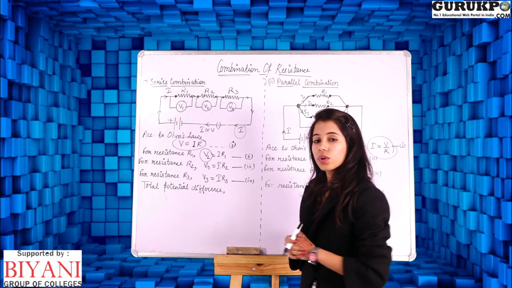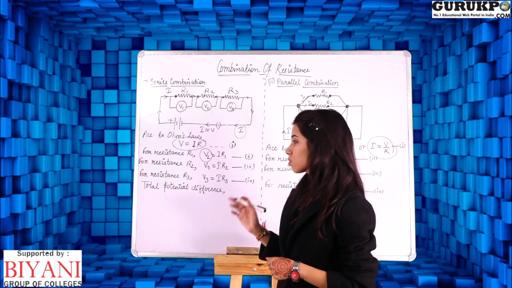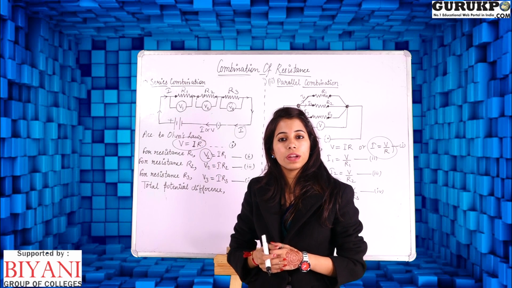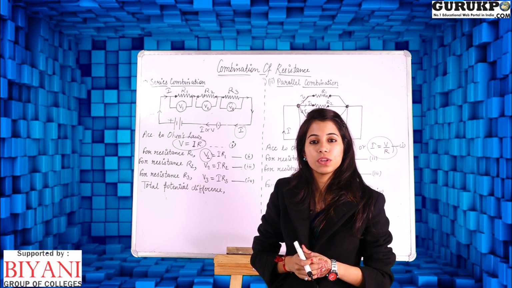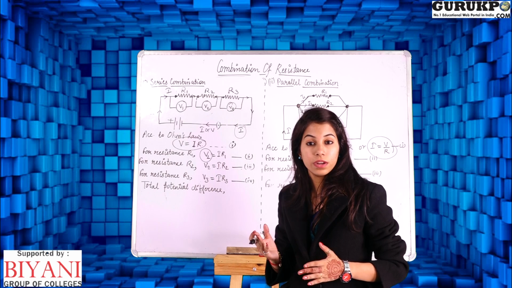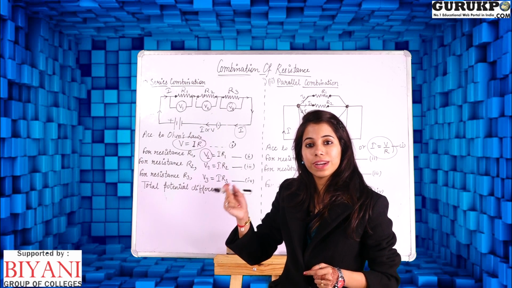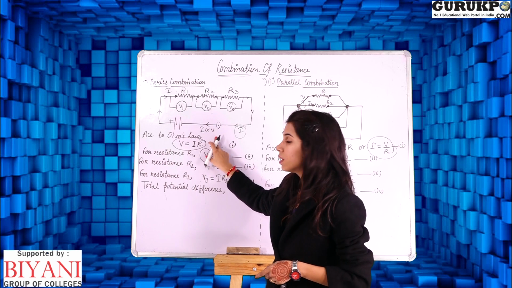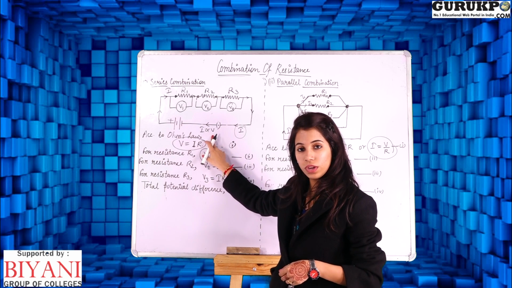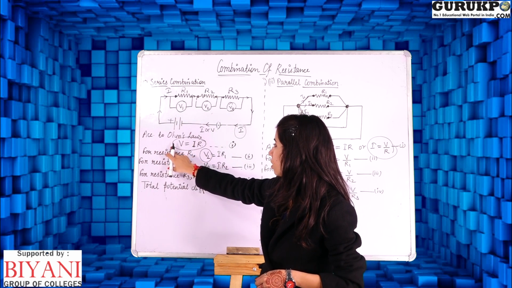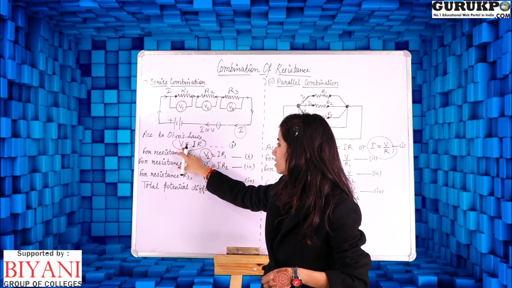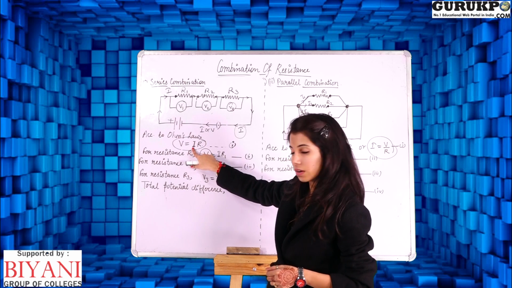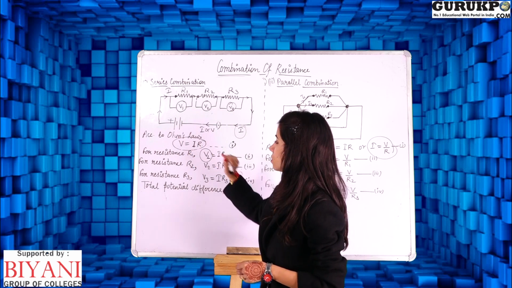Now, let us focus on the derivation of series combination. According to Ohm's law, we know that if the physical conditions like temperature and pressure are kept constant, then the current flowing through a conductor is proportional to the potential difference V. That is, I is proportional to V. Now, Ohm's law becomes V equals I into R, where V is the potential difference, I is the current and R is the resistance.